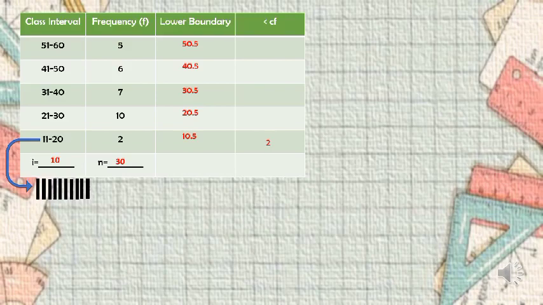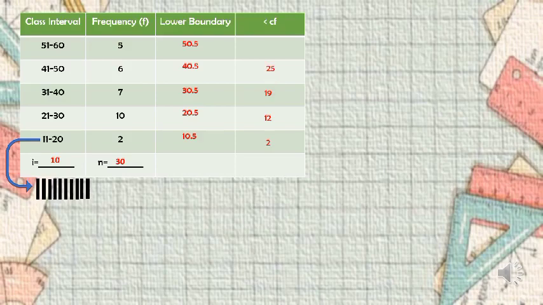So, 10 plus 2 will be equal to 12. Then, itong 12 na to, ilalagay natin siya dito sa less than cumulative frequency. Then, 12 plus 7 will be equal to 19. So, 19 plus 6, kasi ito yung pang fourth frequency, will be equal to 25.